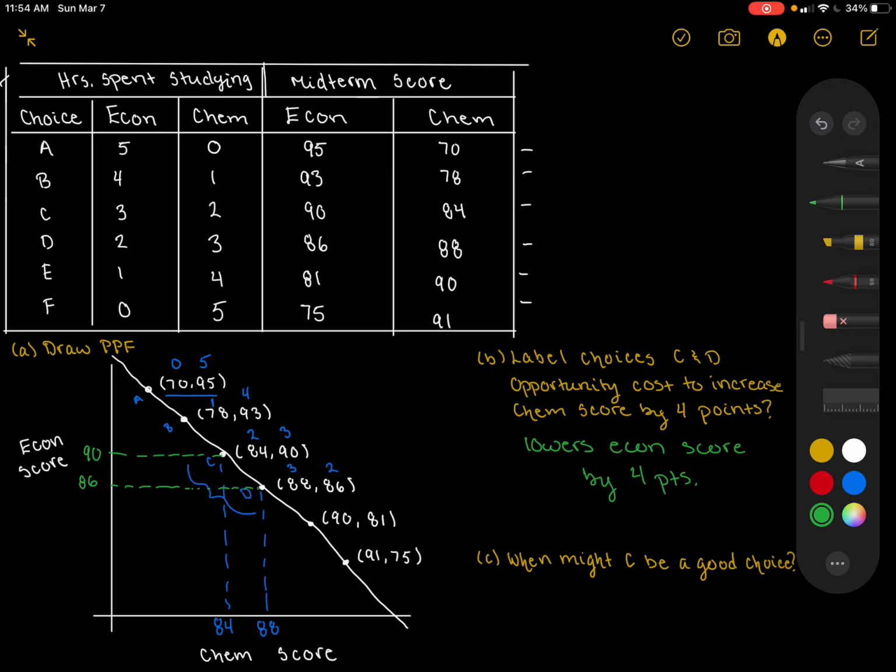Now, we might want to ask ourselves, when exactly might choice C be a good choice? Well, we're not really given a whole lot of information here, but maybe it would be a good choice if on a previous test, or maybe they assume that for their final exam, maybe they'll devote more time to studying for chemistry rather than econ. So choice C, we can see right here that they're scoring really high on the econ score and a little bit lower on a chemistry score. So maybe they would choose choice C with the understanding that on their final, maybe they'll choose D, so that those opportunity costs are balanced out between the midterm and the final.